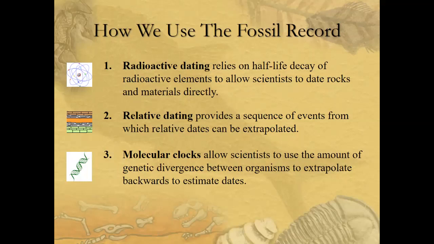The last piece is molecular clocks. And so molecular clocks are the use of DNA to show how long ago two organisms separated in terms of sharing a gene pool, how far apart they've become in terms of isolation. Remember, we talked about reproductive isolation, and then we kind of extrapolate backwards. Okay, so this is the idea of molecular clocks.